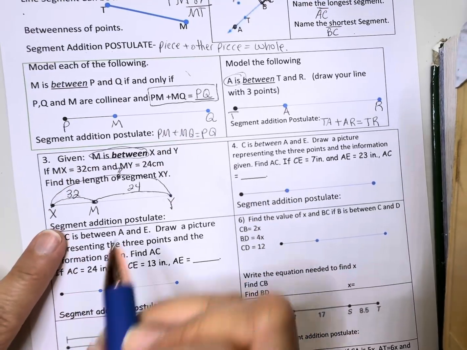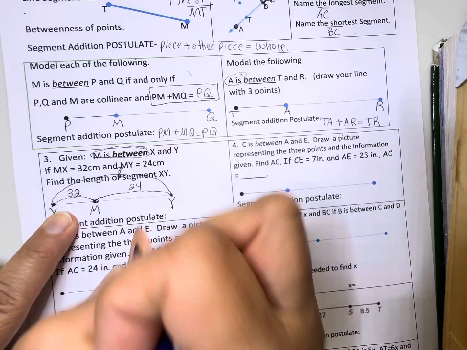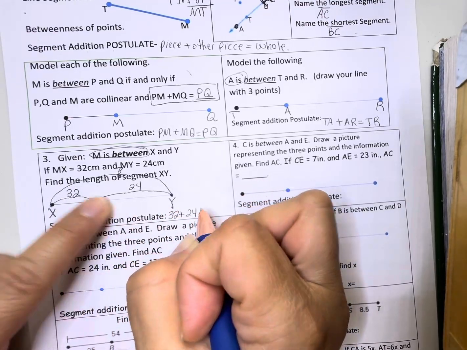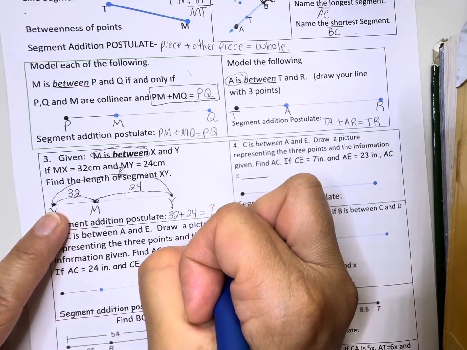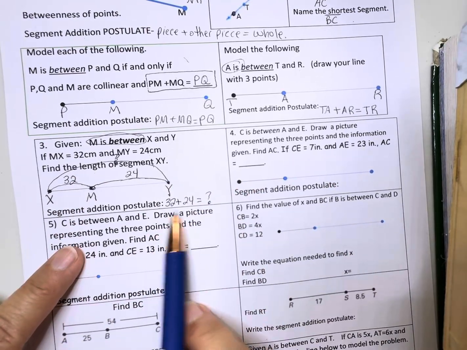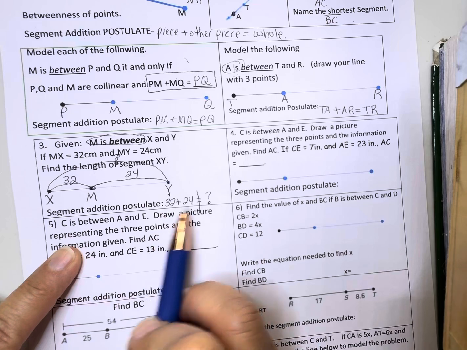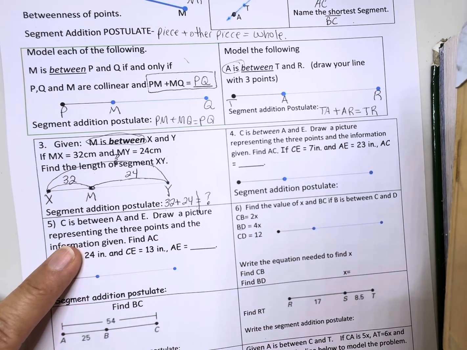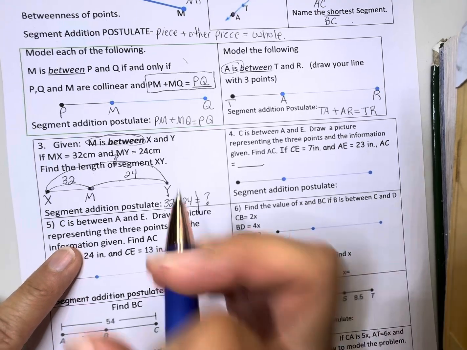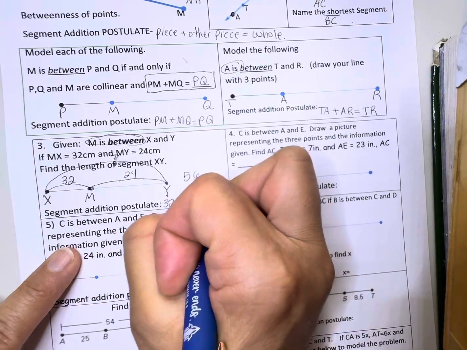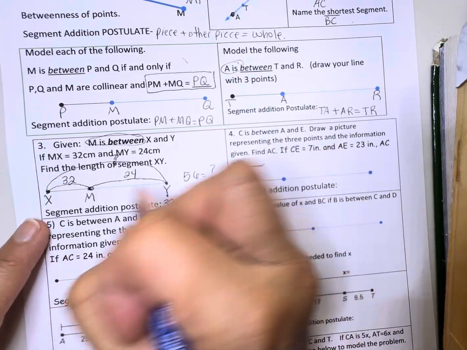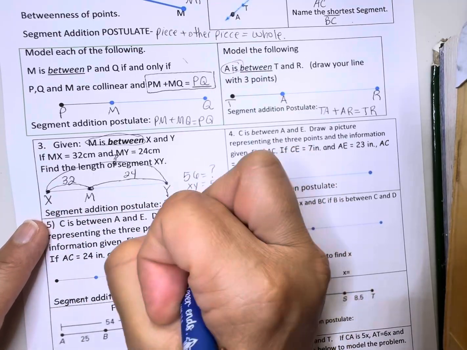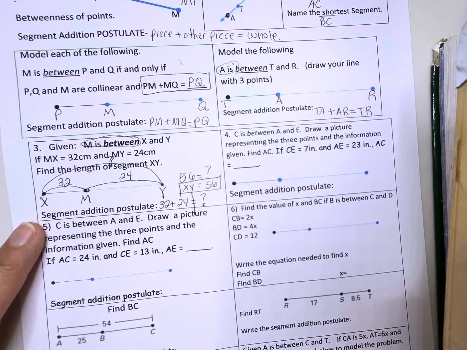So now I'm going to write my segment addition postulate. Piece, which is 32, plus the other piece, which is 24, equals the whole thing, which we don't know. So now I use my algebra, which I just need to add those. What's 32 plus 24? Go ahead and put pause and you guys add that up. Okay, good. 56. So 56 equals the segment we don't know, which is XY. So XY equals 56. Okay, let's try number 4.